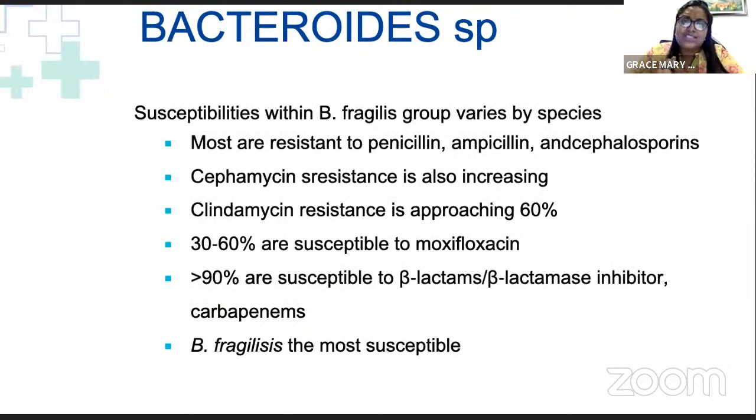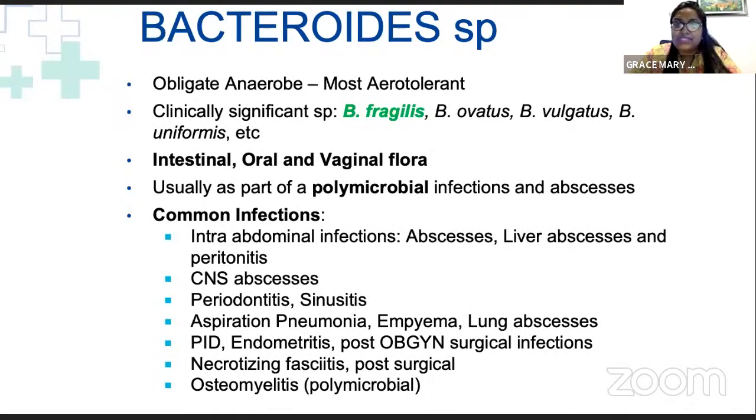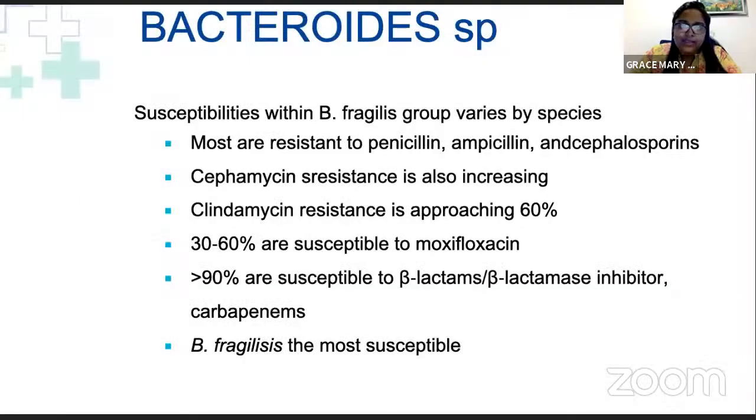Now, the susceptibilities of Bacteroides can vary by species. I've mentioned the species in the previous slide, but fragilis is our most common one. Most are resistant to penicillins, ampicillin, and cephalosporins. That's why, again, I'm stressing the need for you to use a beta-lactamase inhibitor in these cases. Cefotetan and cefoxitin resistance are also increasing. Clindamycin resistance in the Western world is nearly 60%.